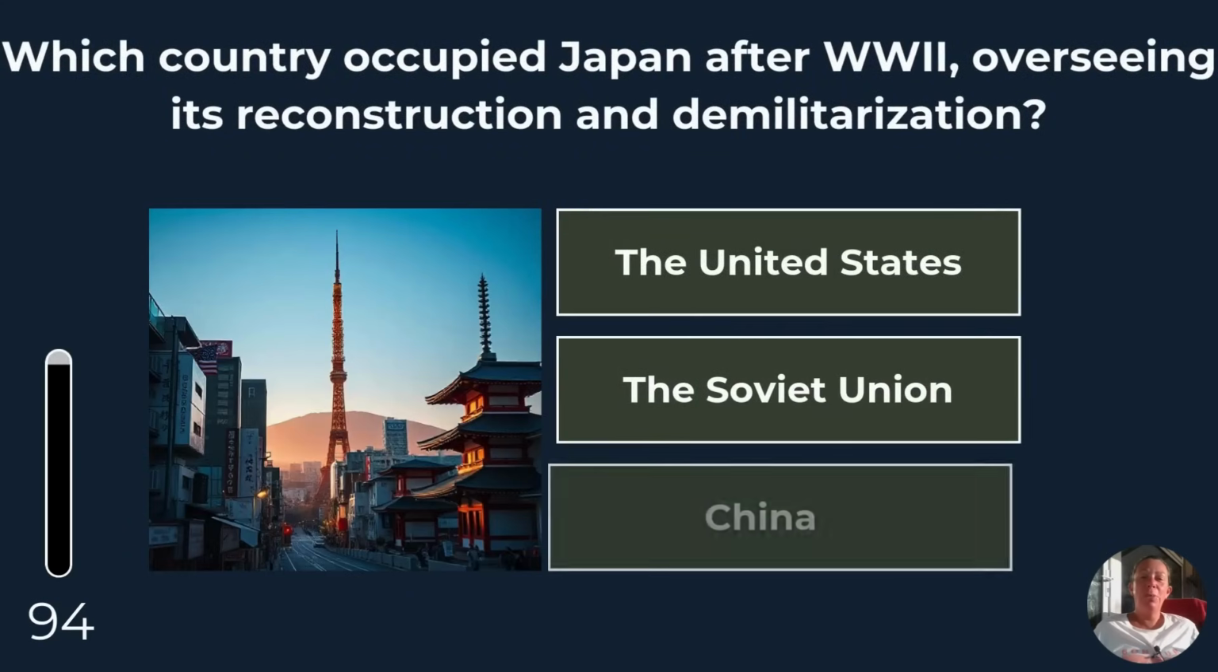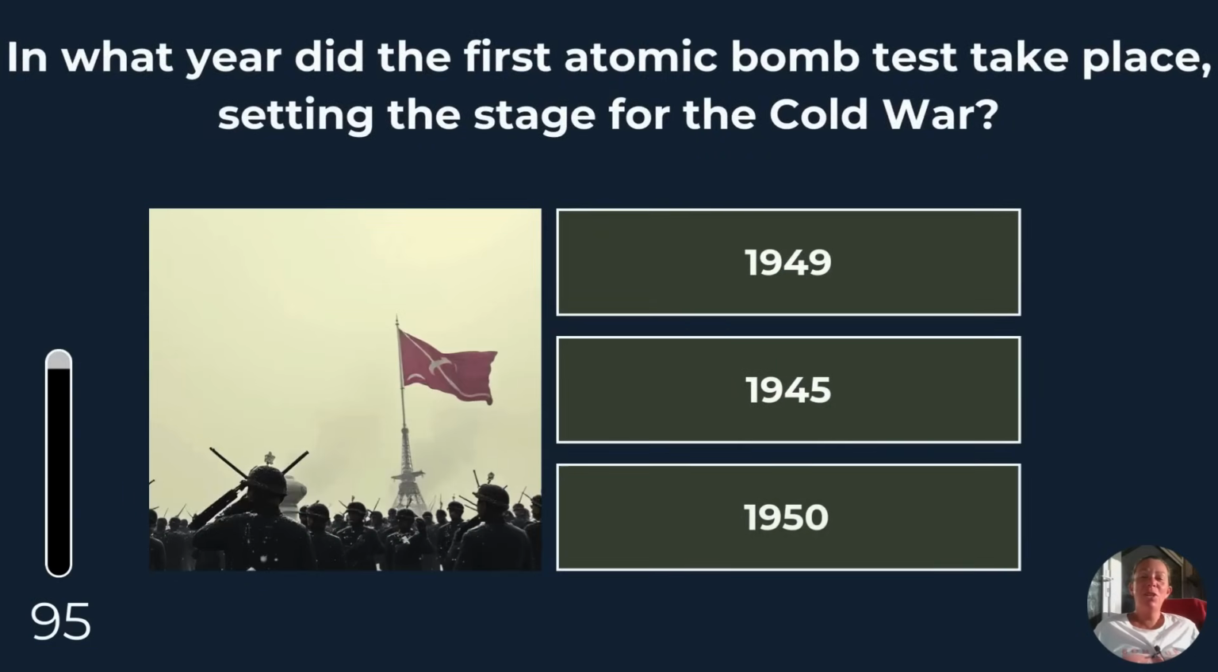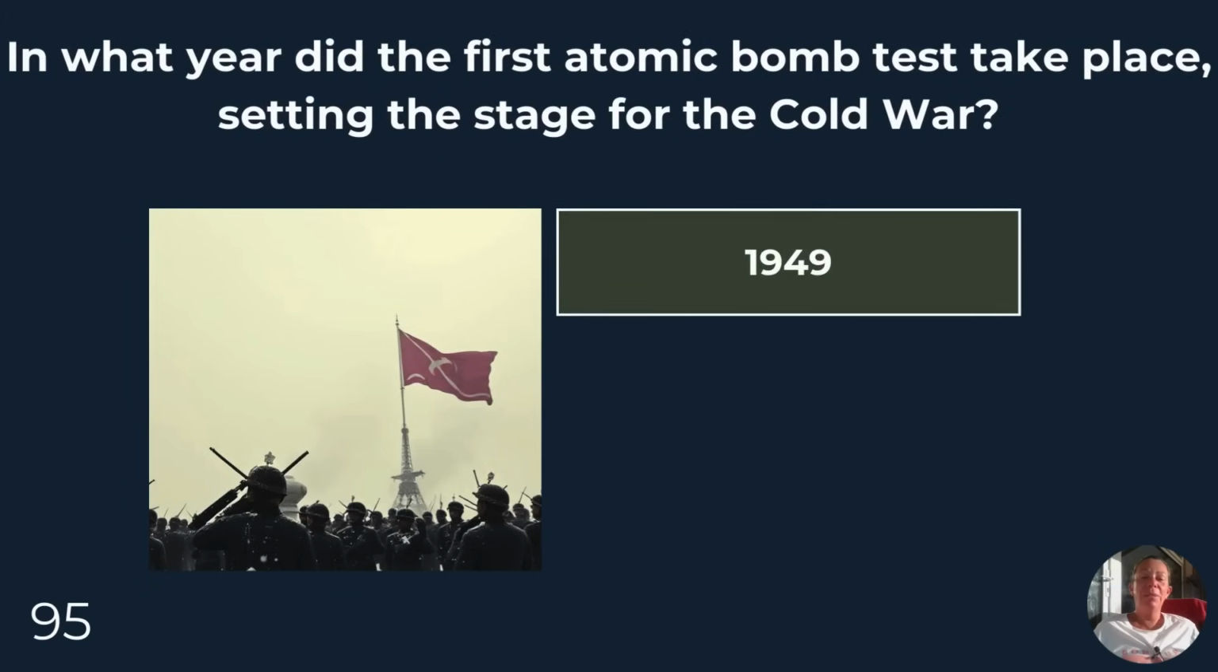Which country occupied Japan after World War II, overseeing its reconstruction and demilitarization? The United States, the Soviet Union, or China? The United States. In what year did the first atomic bomb test take place, setting the stage for the Cold War? 1949, 1945, or 1950? 1949.